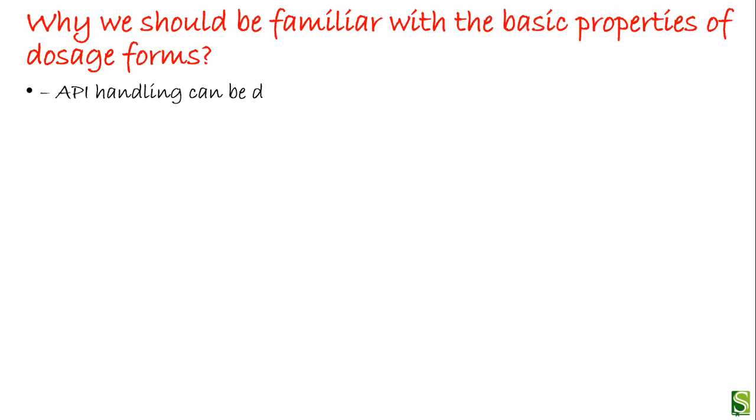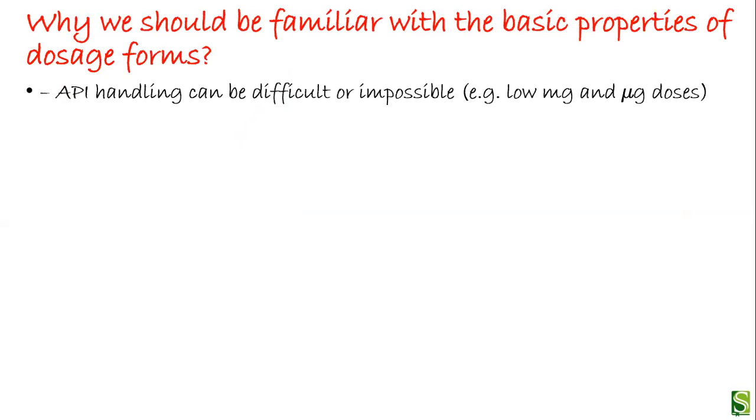Now, why should we be familiar with the basic properties of dosage forms? The first is API handling can be very difficult or impossible in case of drugs which have to be given in very low amount. Then you can also go for accurate drug dosing. If you want to give accurate dose and you are using simply the drug, then it becomes very difficult. You cannot handle that small amount of drug. So accurate dosing is difficult.